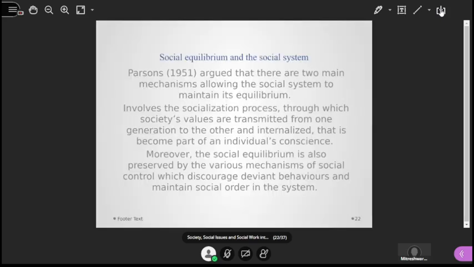So social equilibrium and the social system, Parsons argued that there are two main mechanisms allowing the social system to maintain its equilibrium. It involves a socialization process through which society's values are transmitted from one generation to the other and internalized, that is, become part of individual conscience. Moreover, the social equilibrium is also preserved by the various mechanisms of social control, which discourage deviant behaviors and maintain social order in the system.